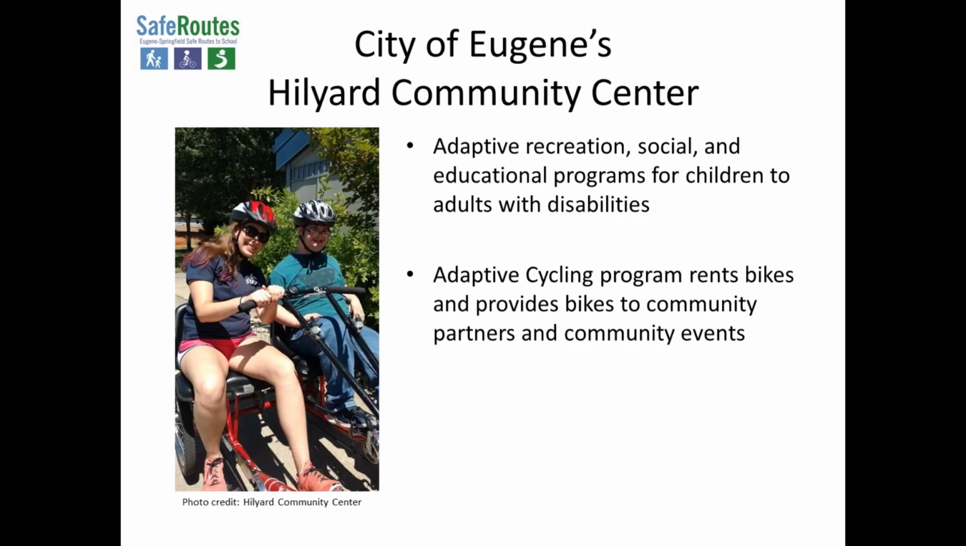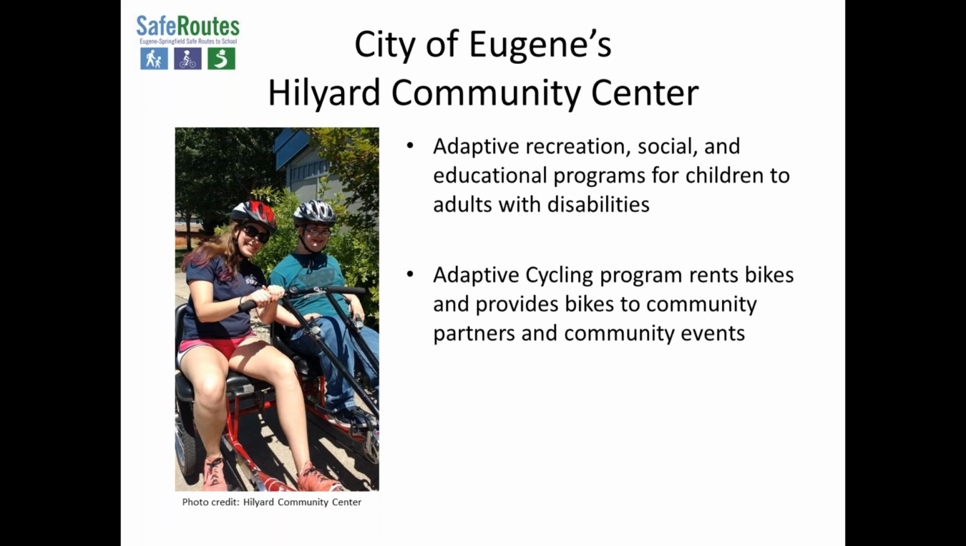So, great. Hi, my name's Carly Schmidt. I'm with the City of Eugene Adaptive Recreation Program. We have an adaptive recreation program that provides different types of recreation opportunities for people with a variety of different abilities and disabilities. So we do physical, social, skills, educational programs for children and adults.